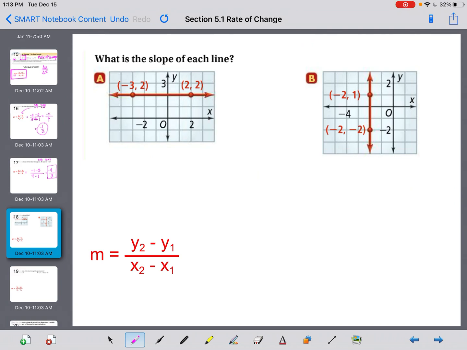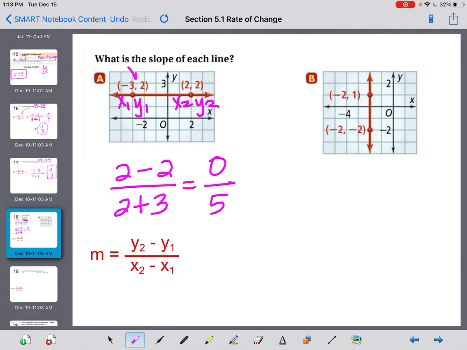All right, what is the slope of each line? This time they gave us the graph, but they also gave us the points. If they don't, you just have to write your own ordered pairs. Okay, so I have x1, y1, x2, y2. So on top, I will have 2 minus 2, and on the bottom, I will have 2 minus negative 3, which gives me a 0 over 5.